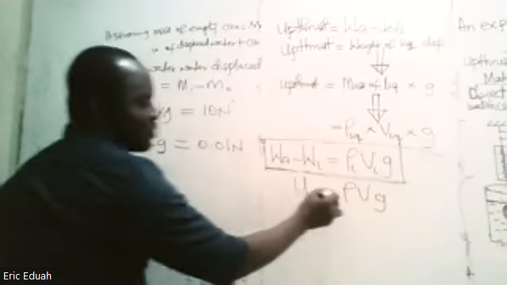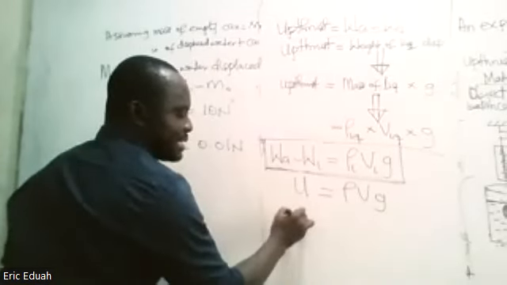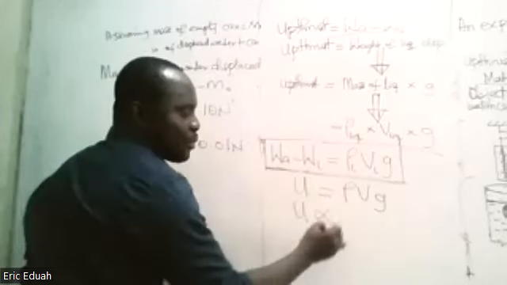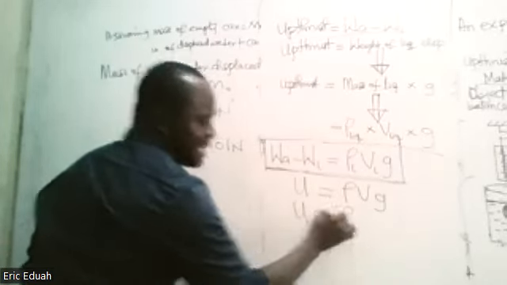Upthrust is equal to rho V g, meaning that upthrust is directly proportional to density.